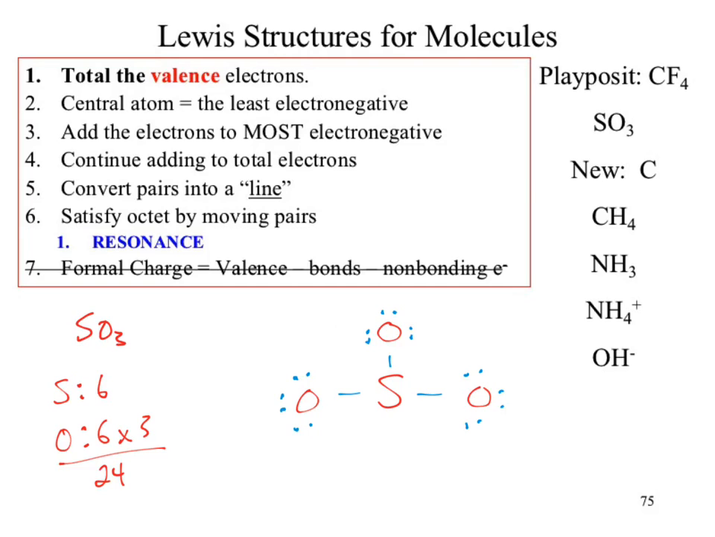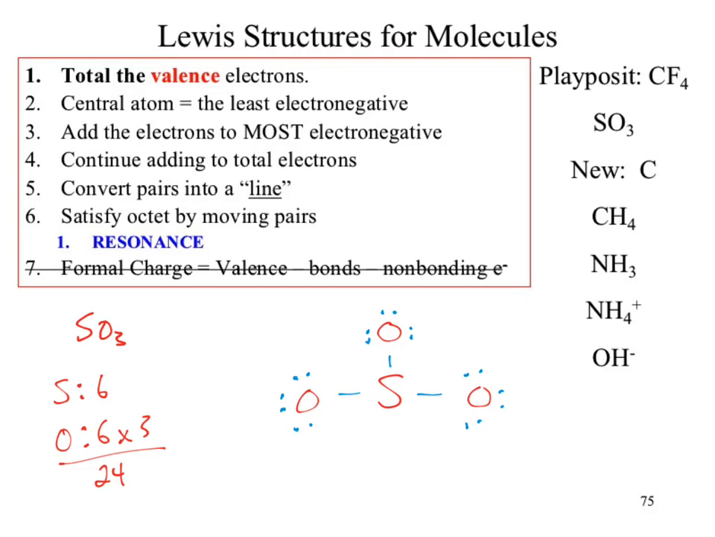Sulfur does not have an octet. What does it need? It needs more electrons. So what do I have to do? Step 6. I need to satisfy the octet by moving a pair of electrons. Where's there a pair of electrons? On any of the oxygens. Which oxygen should I use? All of the oxygens become accessible for this.